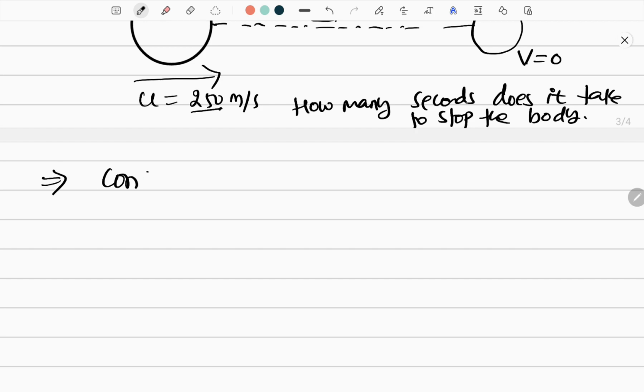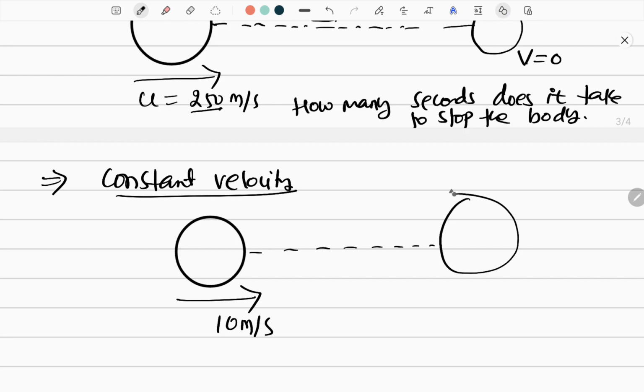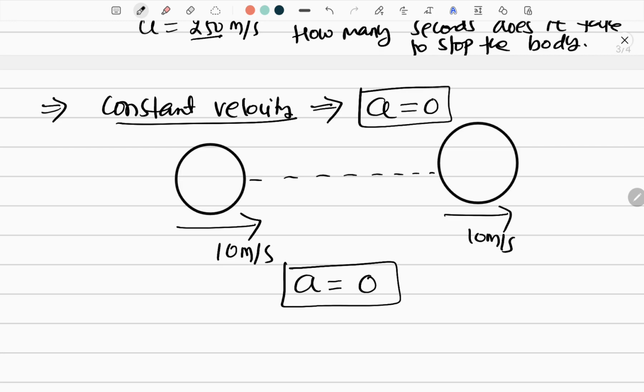If it is constant velocity, I mean, the body is not changing its velocity. There is a body, and this body is moving with a constant velocity of 10 meter per second. Initially also 10 meter per second, and when we checked here also it was 10 meter per second. Now if you want to take acceleration, it is 10 minus 10 only, which is 0, so acceleration will be 0. If any body is moving with constant velocity, the acceleration will be 0.